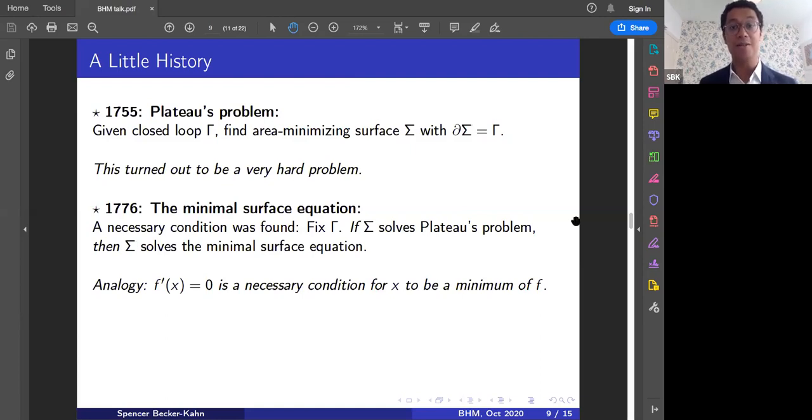F prime of x equals 0 is a necessary condition for x to be a minimum of f. And that is a completely appropriate analogy, because what you're doing is finding a minimum of a function. So the analogy works in that the different values of this little x are the different possible surfaces that have sigma as the boundary. The different ways of filling in the hole with a surface are the different values of little x. And the function f returns the area of the surface. So you're trying to find a minimum of this function f, and a necessary condition is the derivative has to be 0 at a minimum. And that's what an Euler-Lagrange equation is.